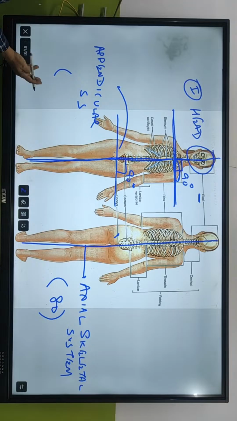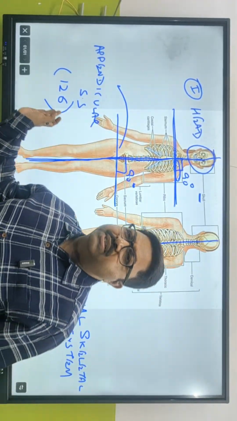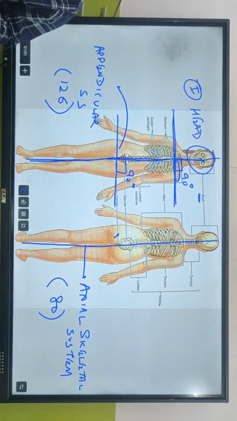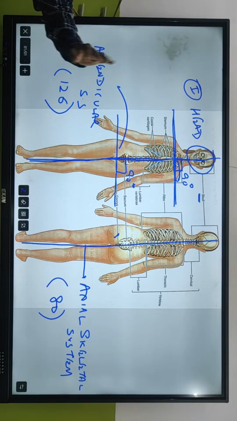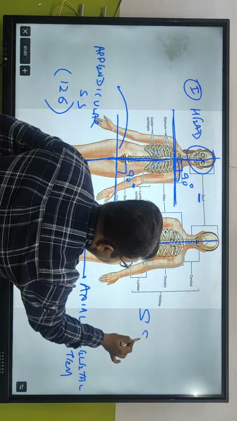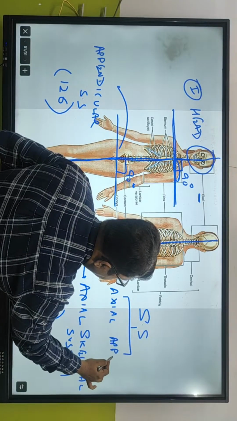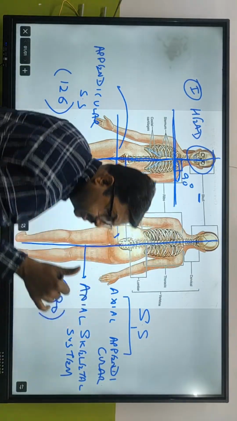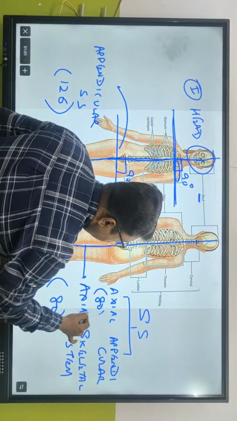And under the appendicular skeletal system, how many bones are there? 126 bones are there. So क्या हो गया? Total 80 plus 126 makes what? 206 bones. Any issues with this? So 80 plus 126, 206 bones are there under the total skeletal system. So we can classify the skeletal system into two: one is called axial and the other is called appendicular skeletal system. Is this clear? Under axial there are 80 bones, under appendicular there are 126 bones.